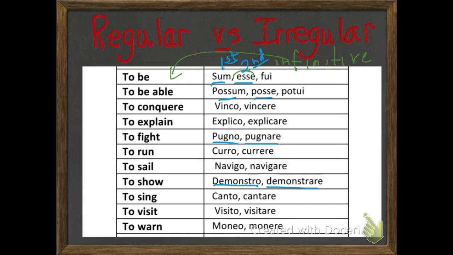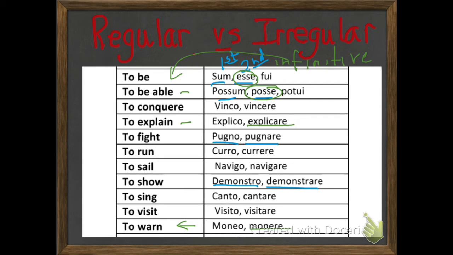So, esse means to be. Posse means to be able. Explicare means to explain. Monere means to warn. So that's the infinitive in English, and it connects to the infinitive in Latin.